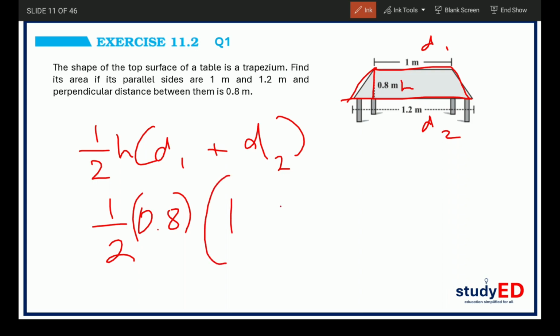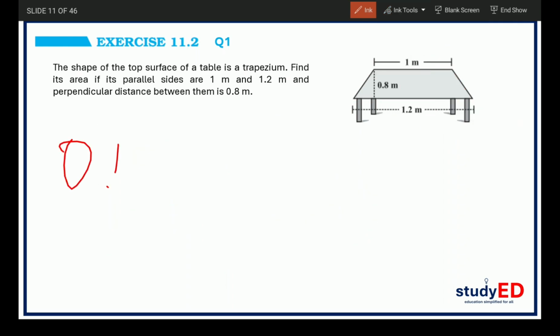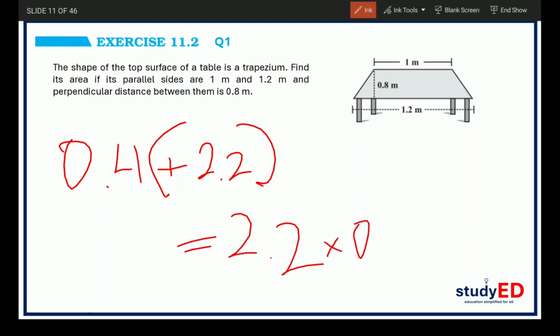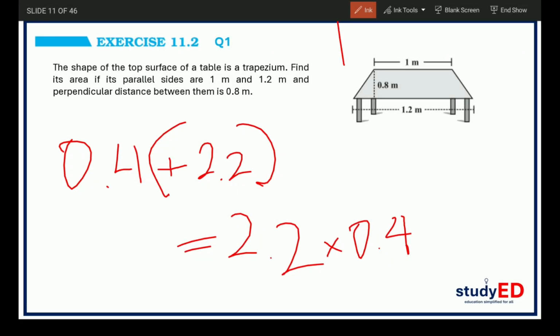So if we simplify it, 1 by 2 into 0.8 into d1, 1 plus 1.2. So 0.8 halved is 0.4 and 1.2 plus 1 is going to be 2.2. So now 2.2 into 0.4 is nothing but 0.88 meter square. I hope you guys got this question as well. And now we'll move on to the next one.